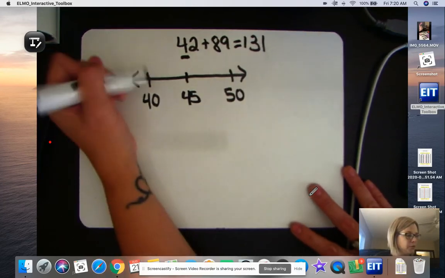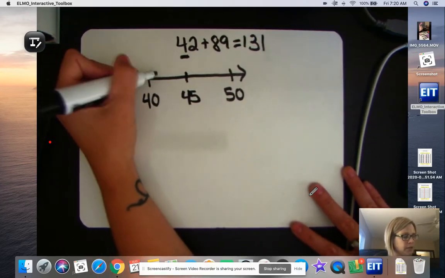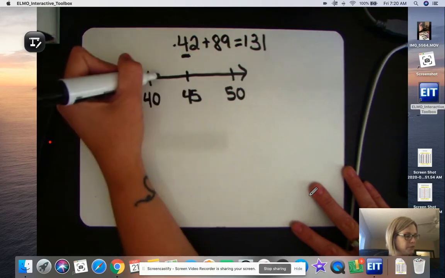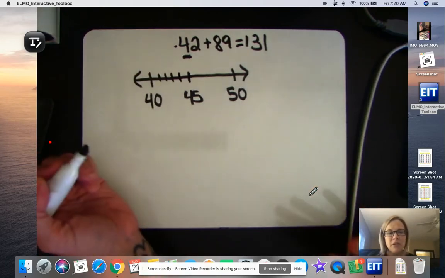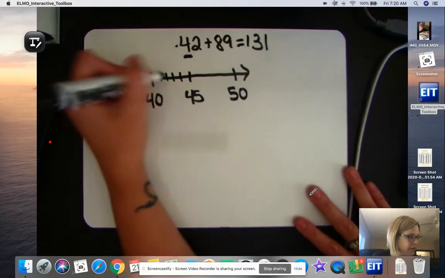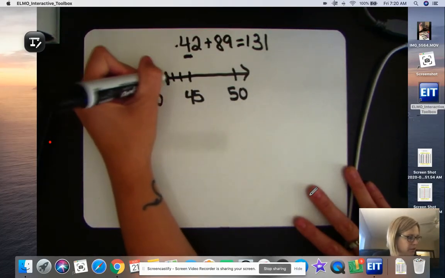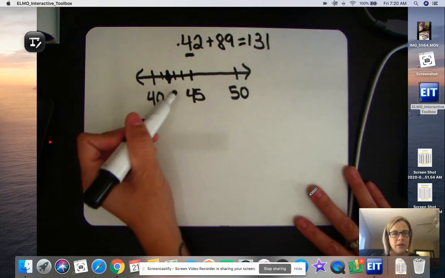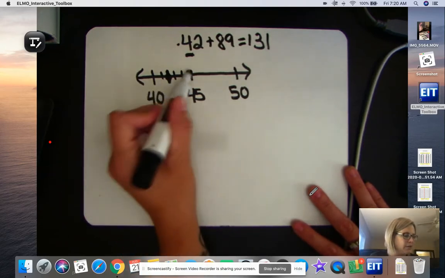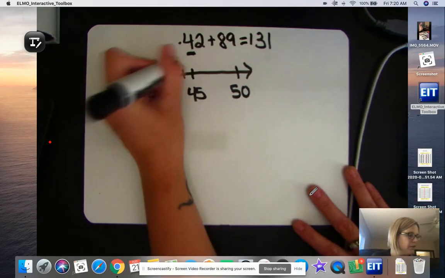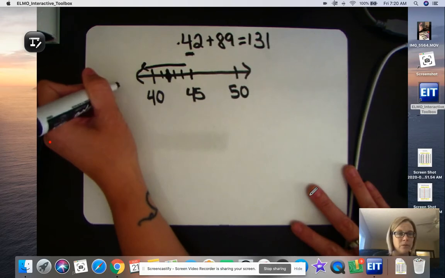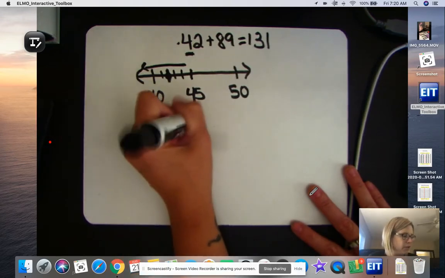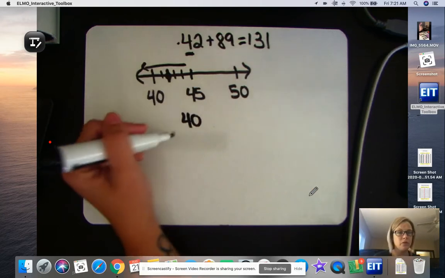Now I need to make my marks out to count to find my original number, 42. 1, 2, 3, 41, 42, 43, 44, 45. Since my number is already 42, I'm going to stop here and go ahead and mark it. And 42 is right here on our number line. Now, I know that if I am anywhere before the 45, I'm going to round down to 40. So we're going to say 42 is close to 40.